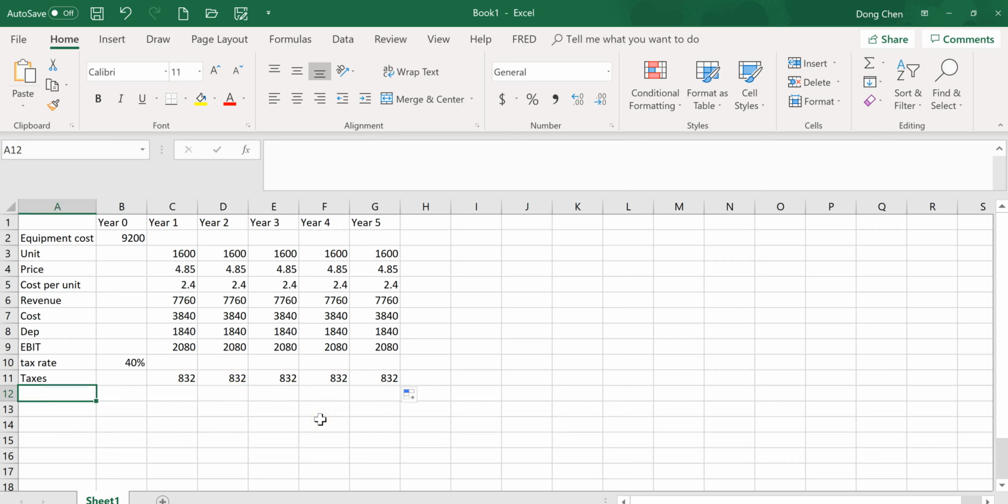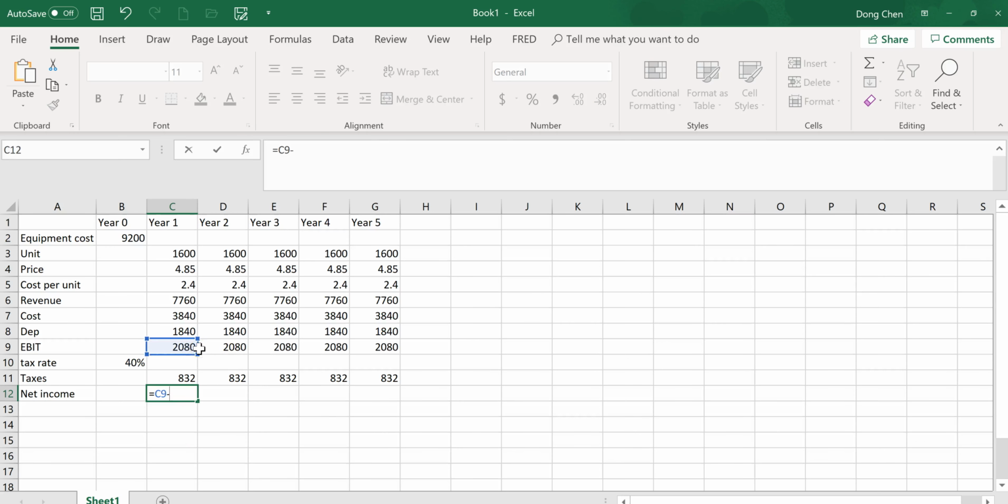So now I can calculate net income. Net income is simply EBIT minus taxes, and pull all the way to the right.